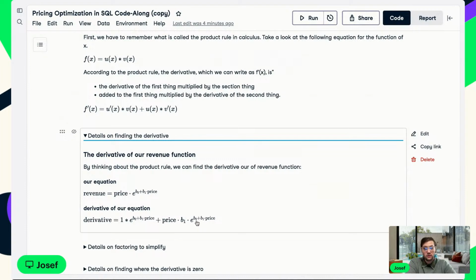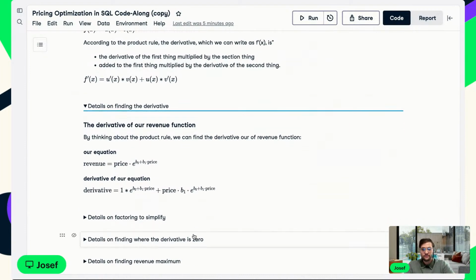So beta 0, we know beta 0 is 70 or so. How much does 70 change as price changes? It doesn't change at all, so that's a 0. Price we handled, that's just 1. But beta 1, that's the scaling factor. You pull that out into the front. And then, as the rule goes, you leave the exponent all the same because it's an expression.